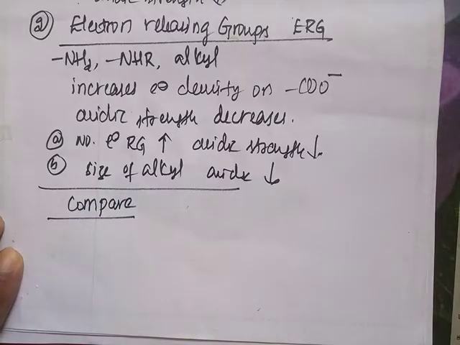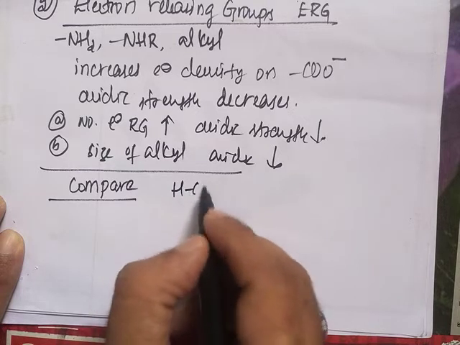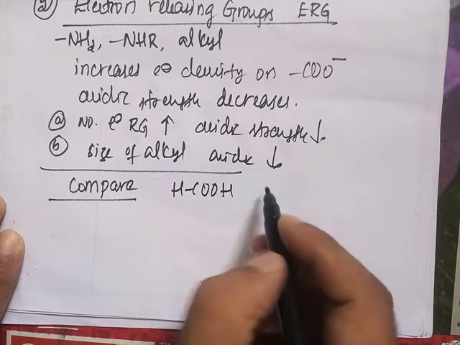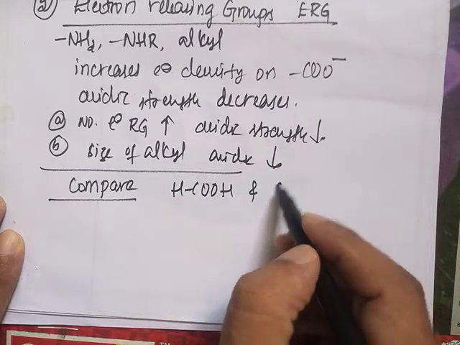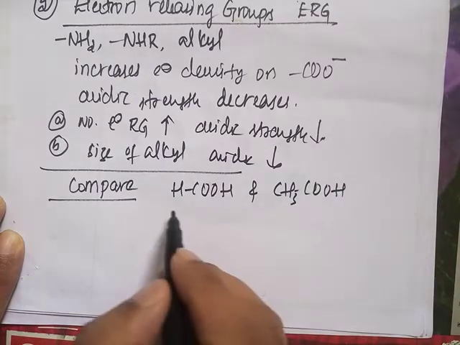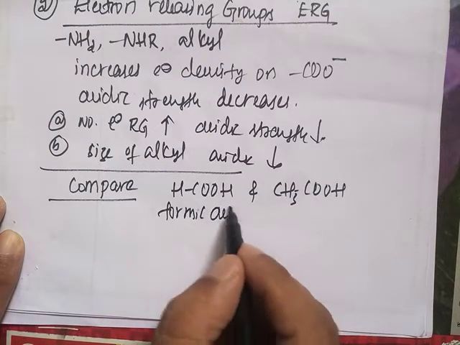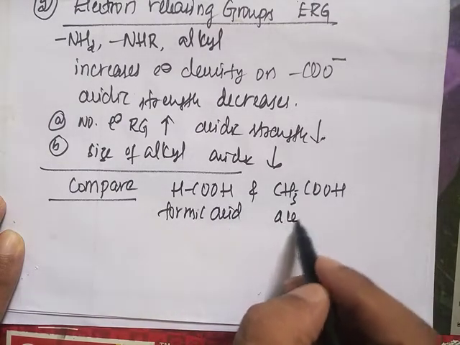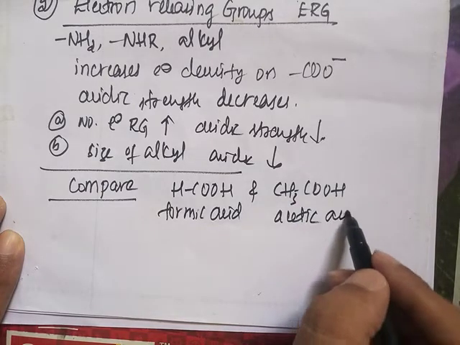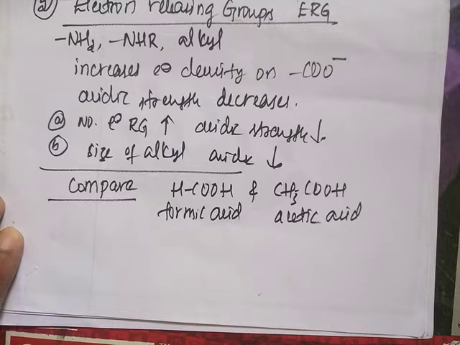Okay, so first let us consider formic acid and acetic acid. So this is formic acid and this is acetic acid. Let us compare the acidic strength of these two acids.